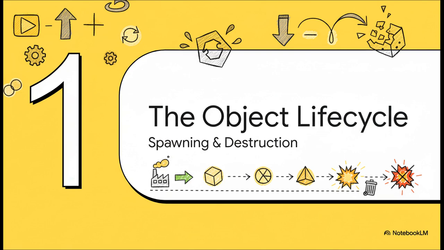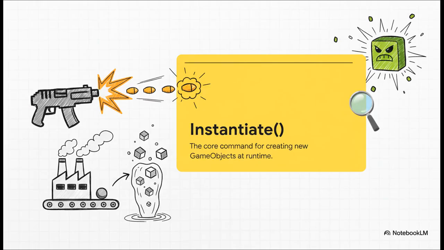First up, the object lifecycle. This is all about spawning things into our world and, just as important, getting rid of them the right way. And the heart of all this is the Instantiate command. Anytime you see a bullet fly out of a gun, an enemy pop into existence, or an explosion effect, that's Instantiate doing its job. It's the factory for everything that doesn't start in your scene from the get-go.